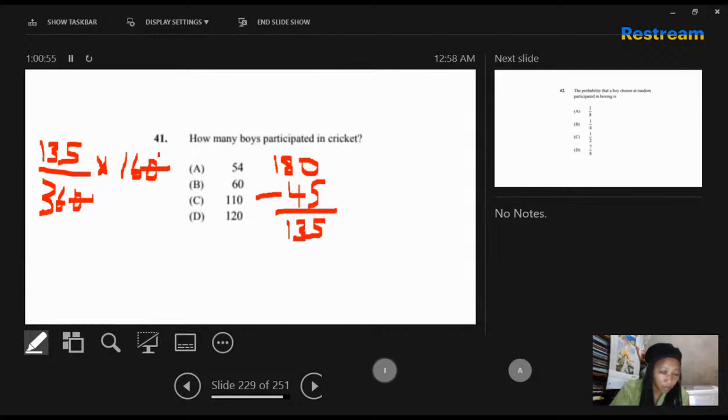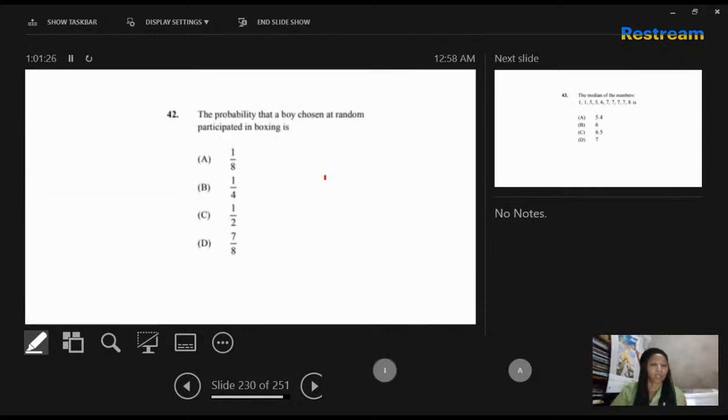What do you use to cancel? Remember, it's multiple choice, so let's work it down. So 360 divided by 4, and 4 into that 160. 9 into 135, this divided by 9 is 15. Okay, and all right, 15 times 60.